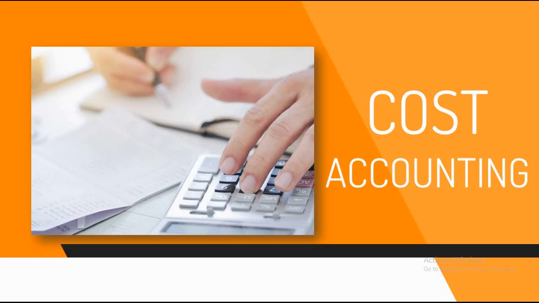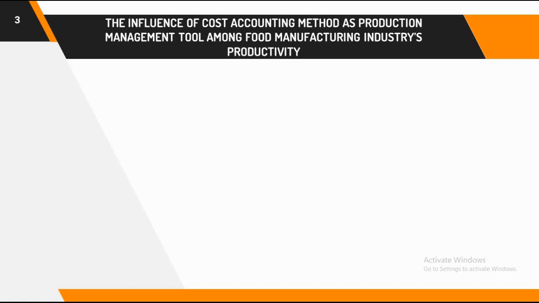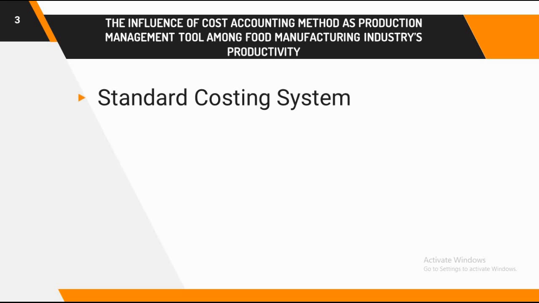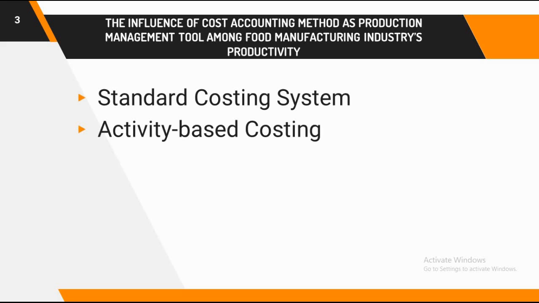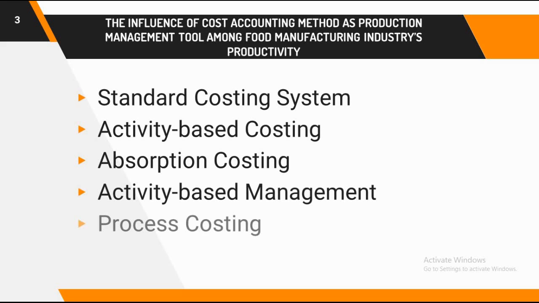The most commonly used cost accounting methods in achieving productivity by manufacturing companies are the following: standard costing system, activity-based costing, absorption costing, activity-based management, process costing, and job order costing.